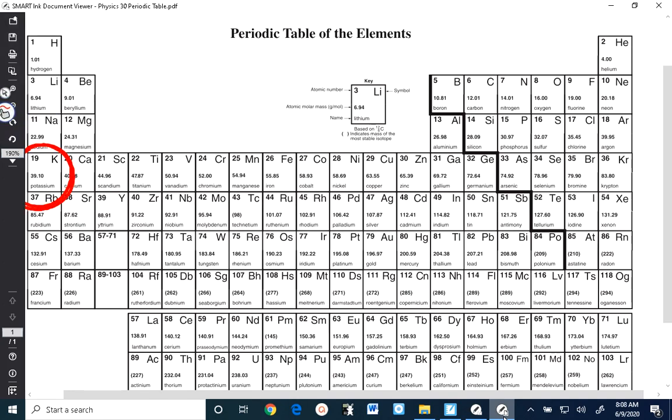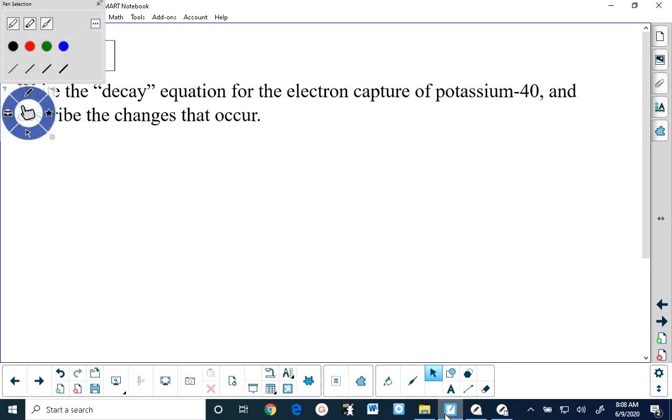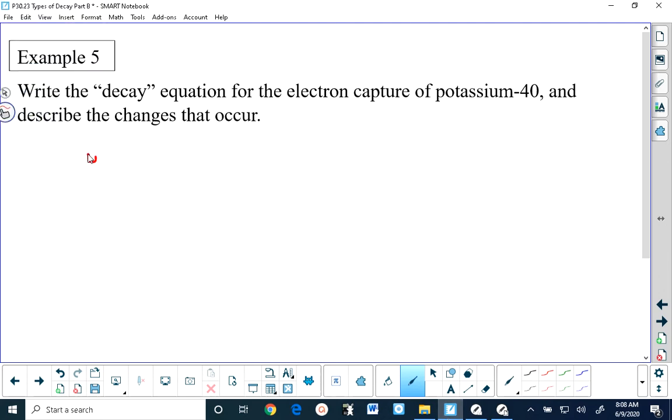And its atomic number is 19. So to begin with, we're going to write out the isotope notation for potassium-40. It has 40 nucleons, and it has a charge of 19 elementary charges. Of course, we know that's 19 protons, and the elemental symbol for potassium is K.